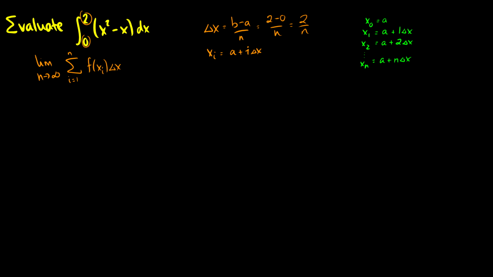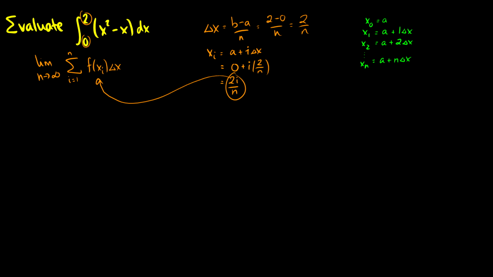So for this specific equation, we can just plug in some numbers here. So a is 0, i is going to be i, and then our delta x is going to be 2 over n. So our xi is going to be 2i over n. So this is the value we're going to plug into our equation.